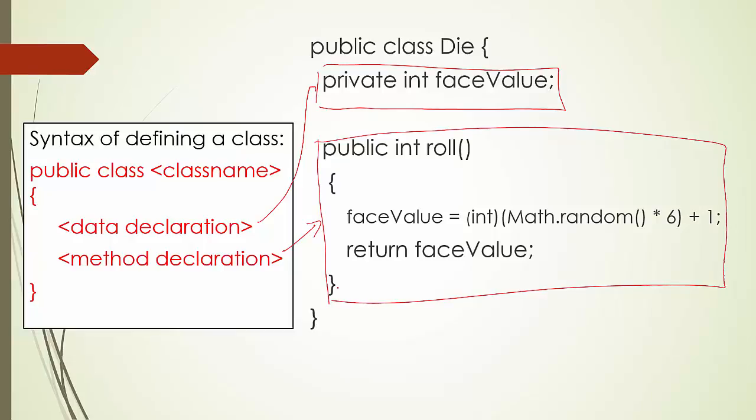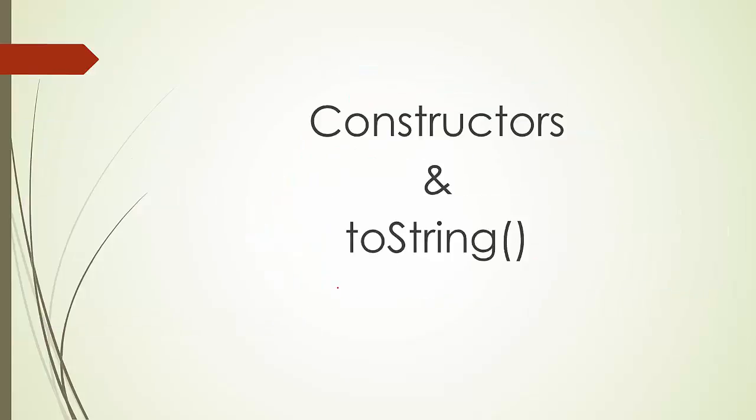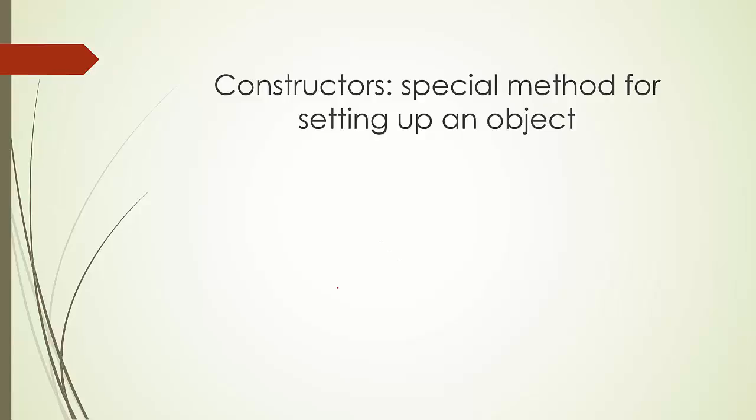Apart from the methods defining the behaviors of a type of objects, there are other methods we usually want for a class. They are the constructors and the toString method. They are not necessary, but would be very useful in most situations. We first talk about constructors. A constructor is a special method for setting up an object when it is first created. It usually tells how to initialize the data variables.